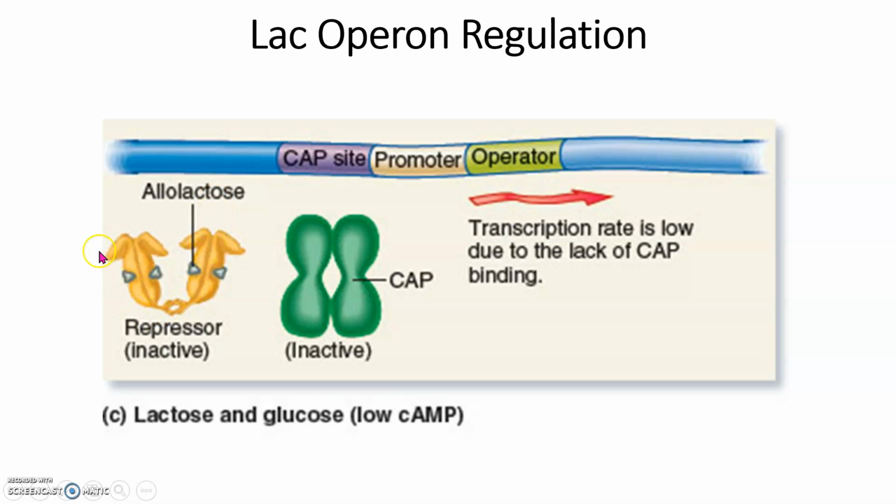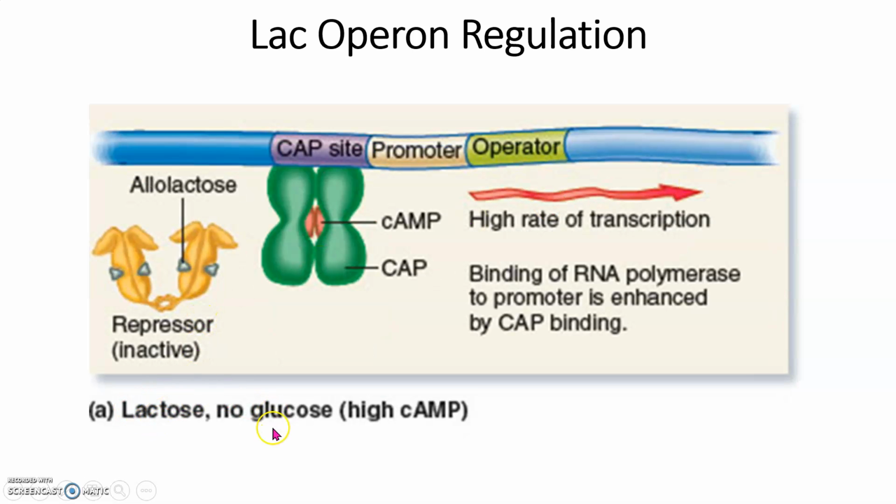Now, we have lactose and we have glucose present. So we have lactose, so allolactose binds, causes the repressor to knock off. We have glucose, so the CAP is not on, but the CAPs are activated. The activator is not on the activator site, so no transcription or only low levels.